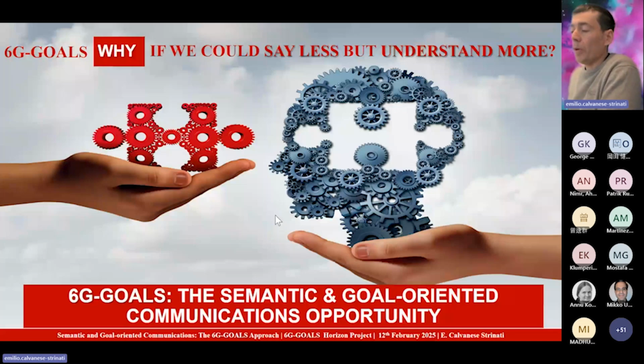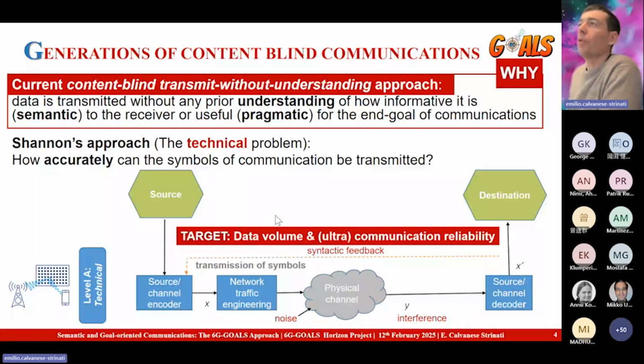So we oppose our approach to the classical approach that has been shaping generations of communication systems, which are content-blind transmission without understanding approaches, where data is transmitted without understanding the prior meaning, how informative it is for the receiver, and how useful it is. We also speak about pragmatics, for the end goal of the communication.